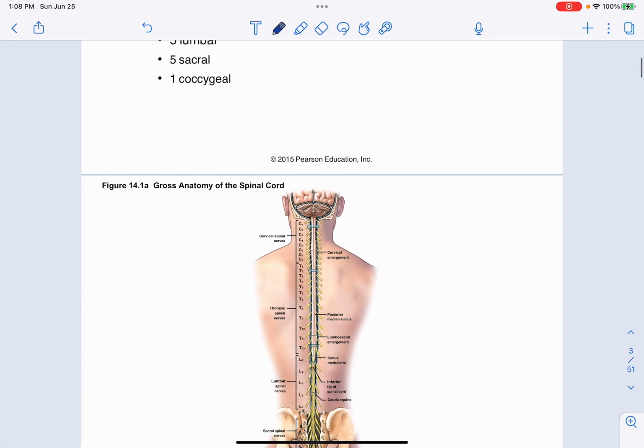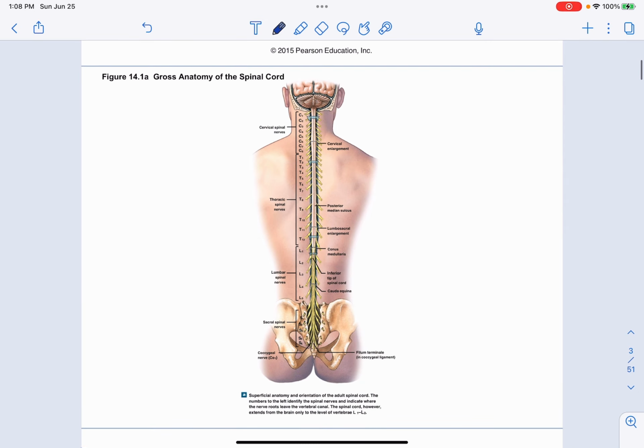Let's take a look at what this looks like here on the next slide. I have a few images. This is the entire spinal cord inside the dorsal spinal cavity. And the bones were removed so that you can see the spinal cord. So you can see the 8 cervical segments right here. And again, they're paired. So you're going to have spinal nerves coming off onto each side.